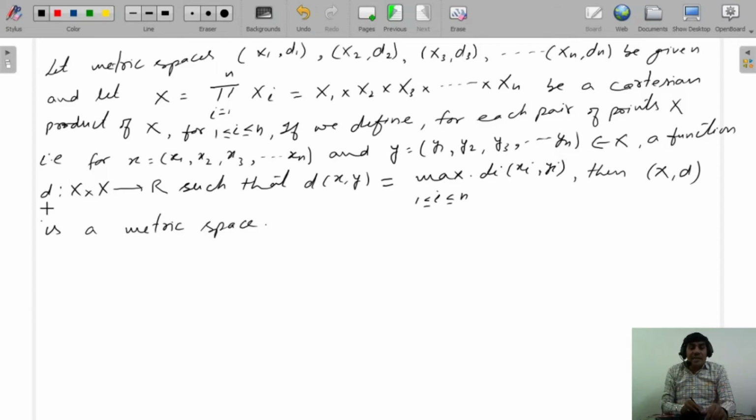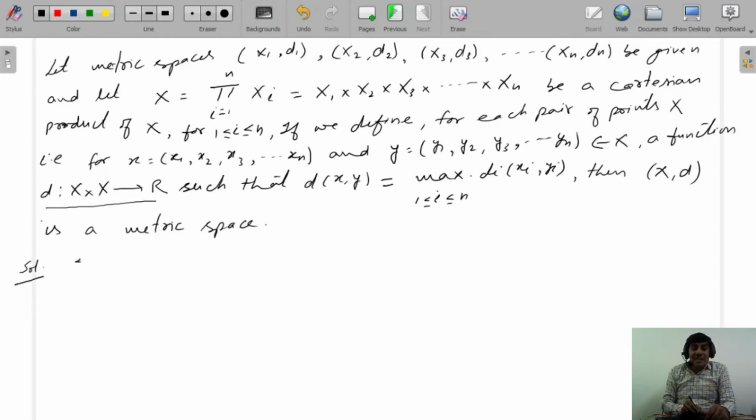Xn, yn belong to capital Xn. d is a metric defined on capital X cross X to R. That means the distance between 2 points of capital X is equal to maximum of di(xi, yi). Then we have to prove that (X, d) is a metric space. That means we have to prove all 4 properties of metric space. So we will prove these properties one by one.